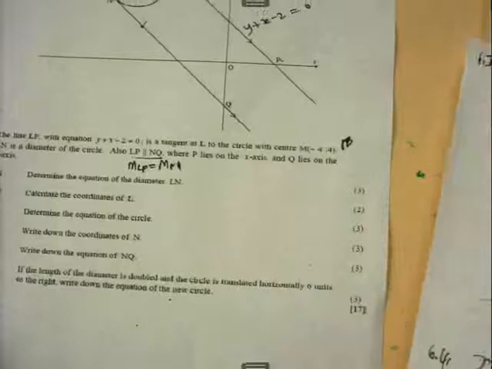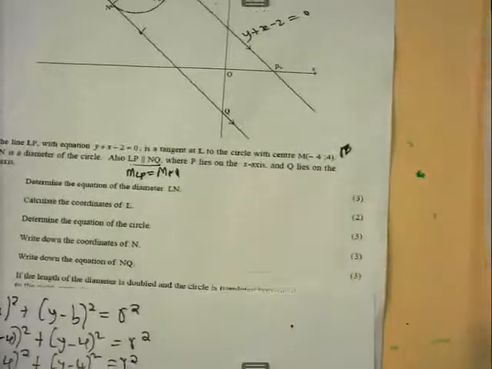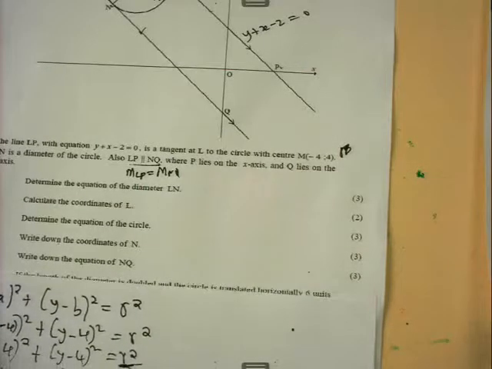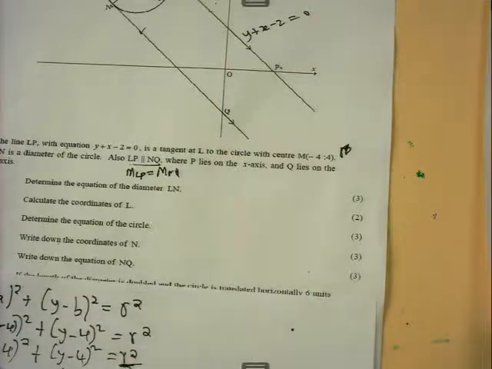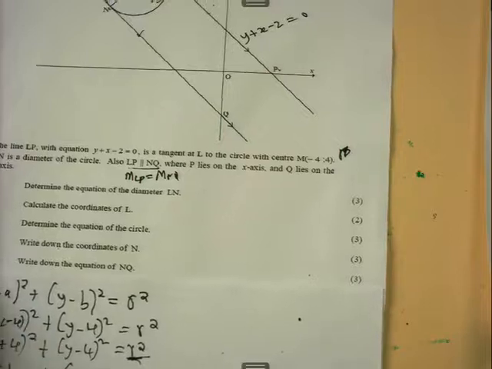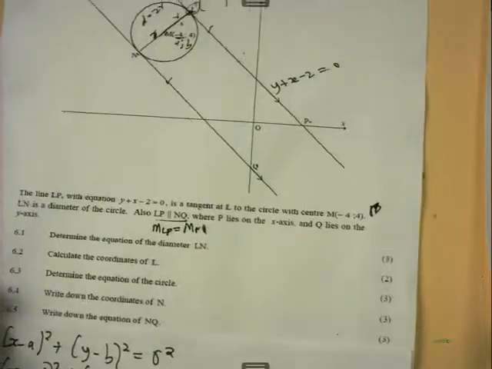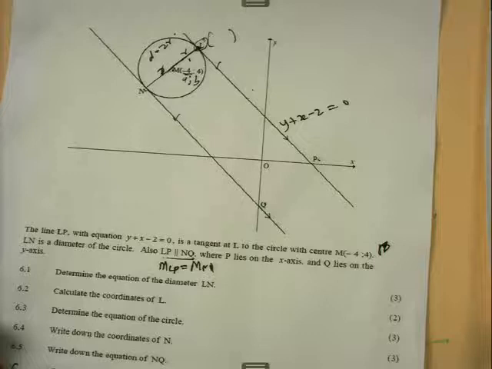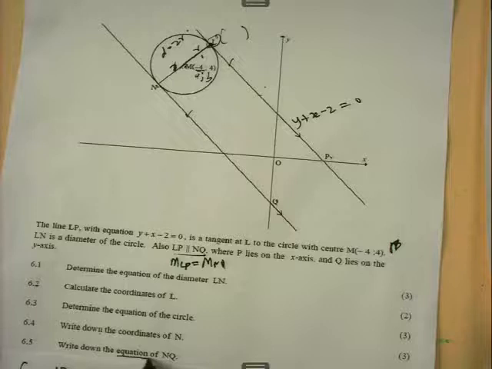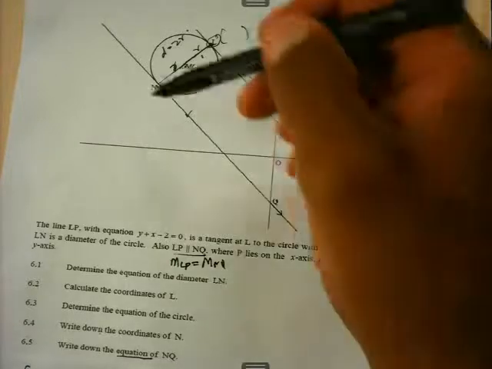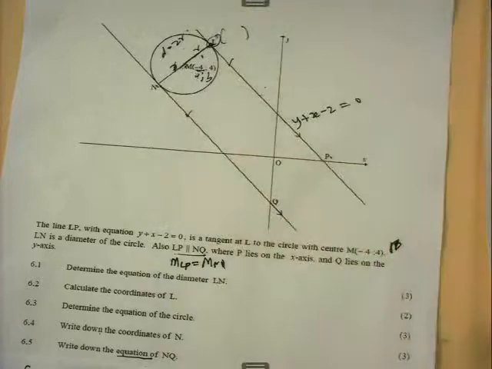Right. Now let us look at 6.5. Write down the equation of NQ. Not the coordinates, write down the equation of NQ. Now here it is NQ.